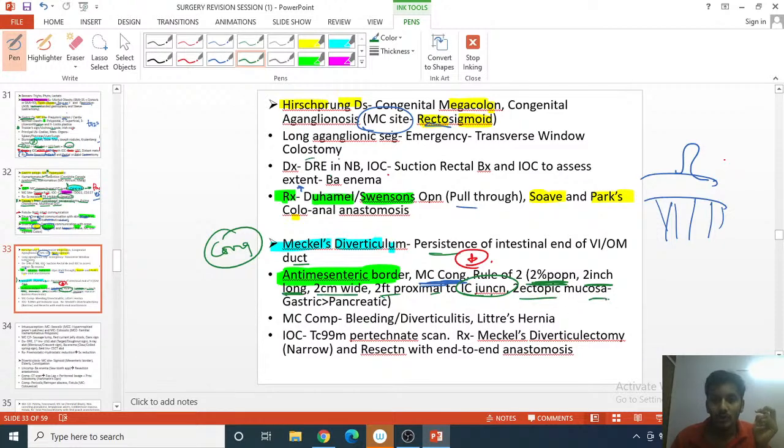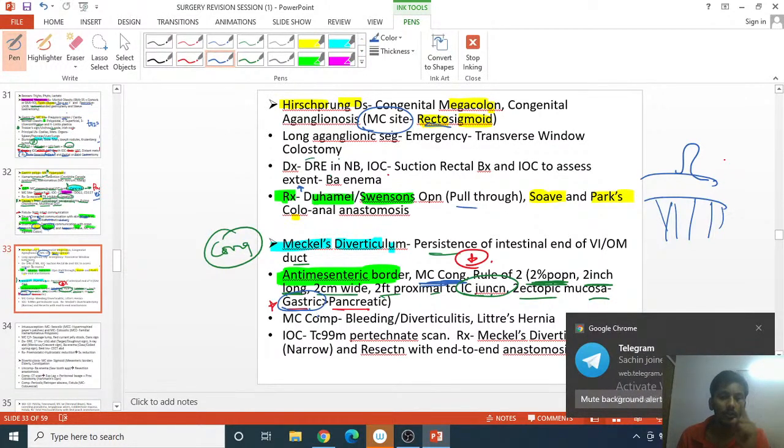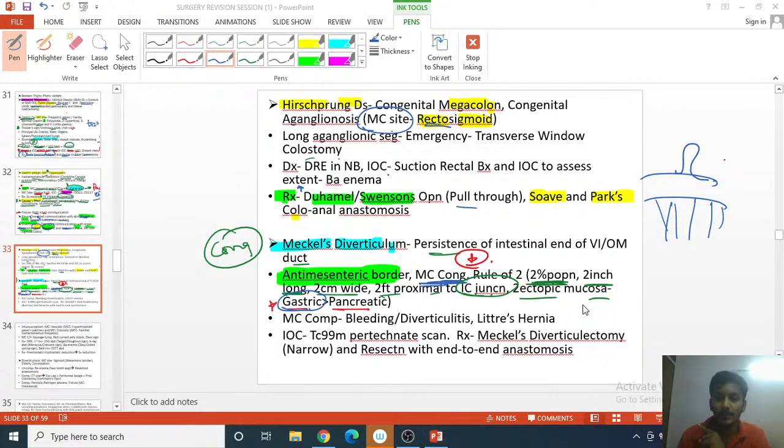And lastly, two types of ectopic mucosa. Apart from intestinal mucosa, two other types of mucosa can be present: gastric and pancreatic mucosa. If asked which type of ectopic mucosa is common in Meckel's, it is gastric mucosa, followed by pancreatic mucosa. Please remember. Then the most common complication of Meckel's, if asked, is bleeding. A question has been asked on this, so please remember.